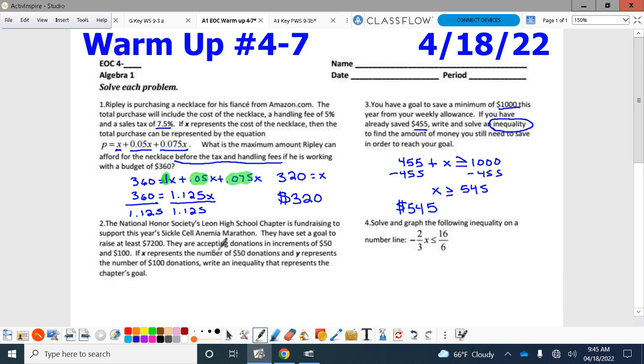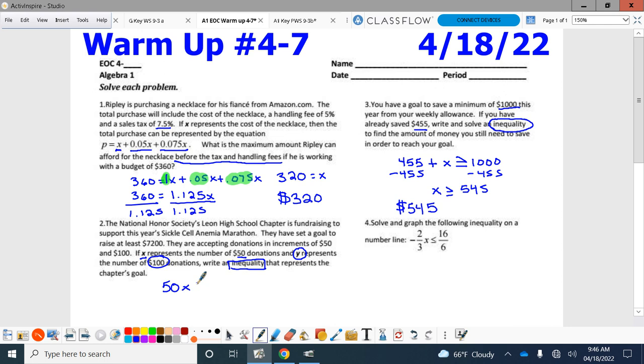If X represents the number of $50 donations, guys, X goes with 50. The Y goes with 100. Write an inequality, so it cannot have an equal sign, guys. It's going to be an inequality that represents the chapter's goal. So how many donations are they going to get that are $50? Read, it tells you. What are we calling it? X. We don't know, but they're saying X represents the number of them, so 50X.